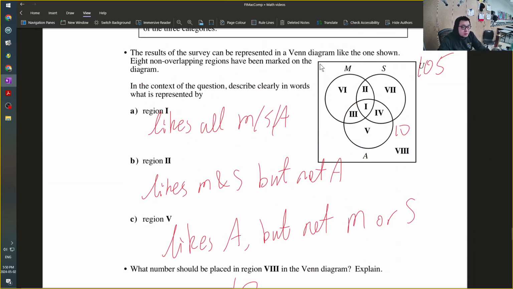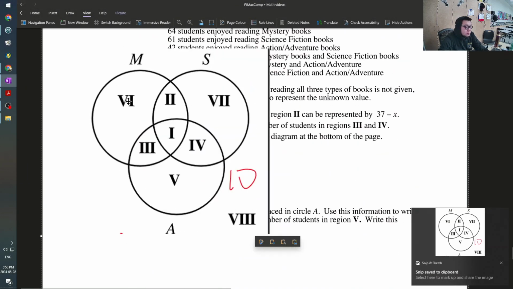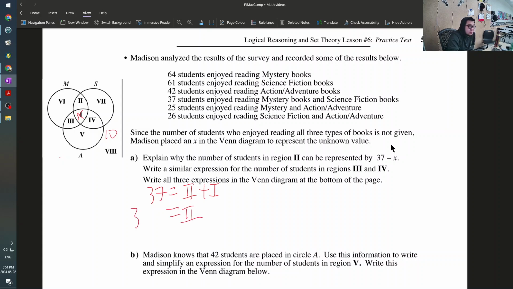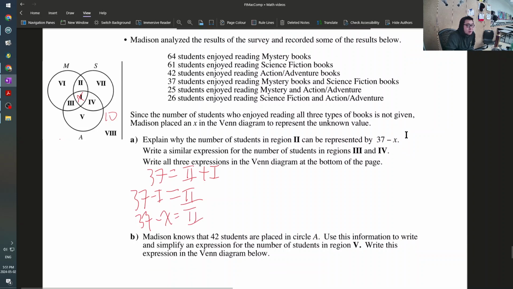Now let's take a look at this diagram and figure out what each of these numbers are. 64 is M, 61 is S, this is A, then 37, 25, 26 are the overlaps combined. Since the number of students who enjoy reading all three types of books is not given, they place an X, which represents an unknown value. Region 2 can be represented by 37 minus X. 37 is equal to 1 plus 2, and 1 is X, so 2 is equal to 37 minus X.